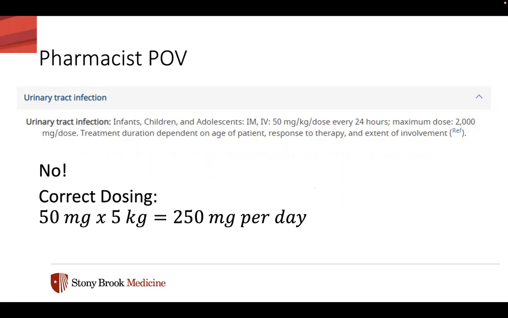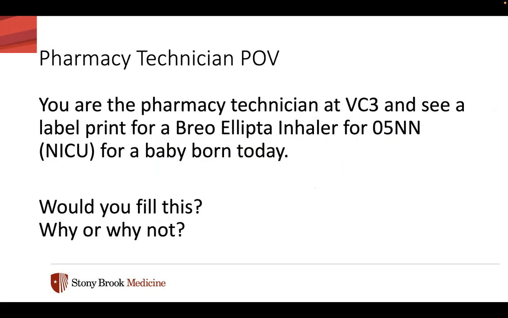And then even at IV bench, or if you're at oral syringes or in the main, whenever you see a label that has their age and their dose on it, you want to think about it logically. Like if you're drawing up a syringe of 40 mLs of something for a pediatric patient, you probably should know that that's most likely not going to be correct. And for my pharmacy technicians, you're the technician at VC3 and you see a label print for Breo Ellipta inhaler for the NICU for a baby born today. Would you grab this and scan it and fill it, or why or why not?